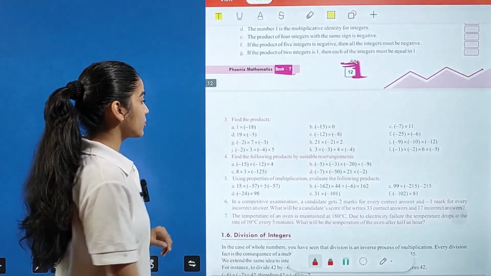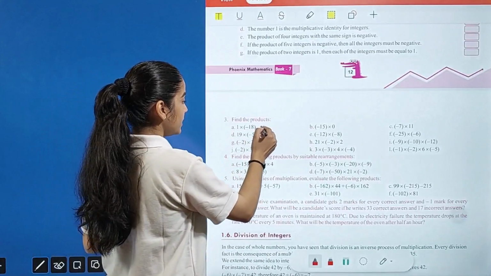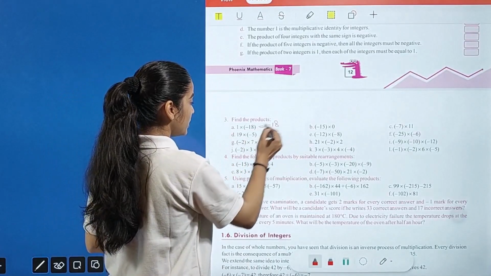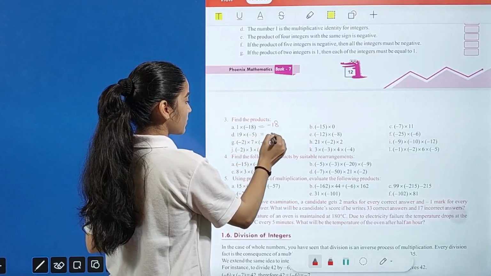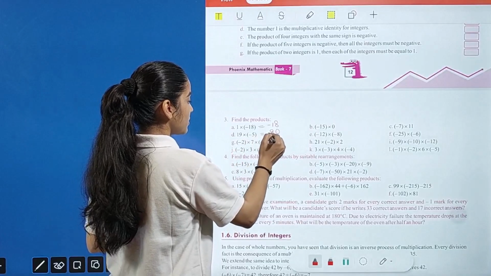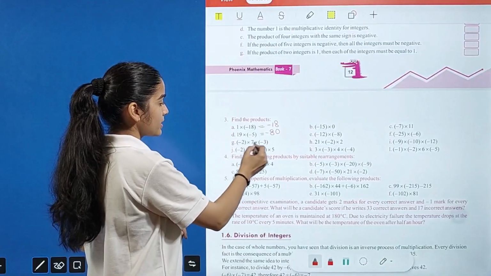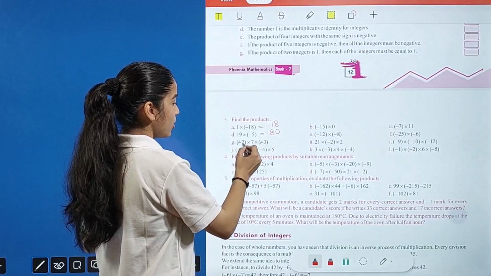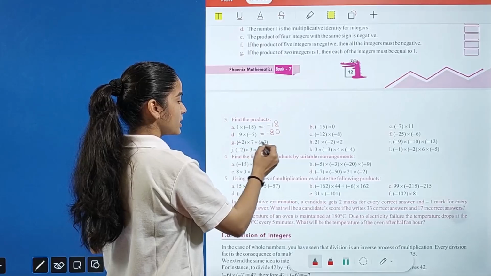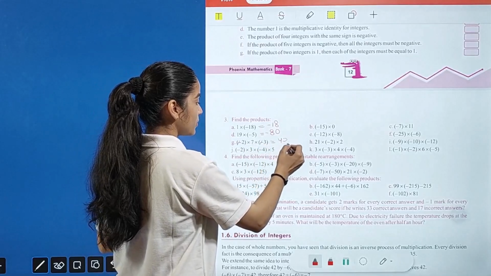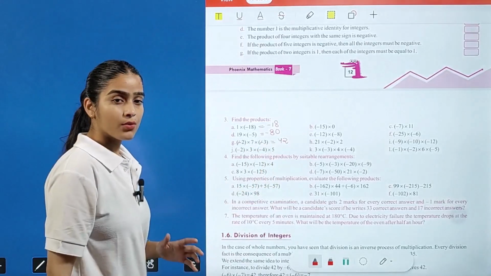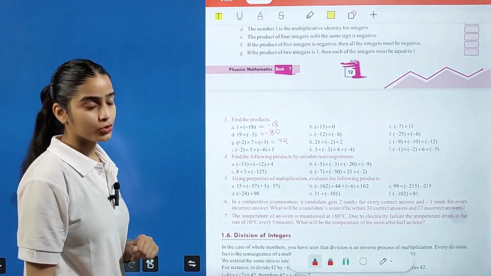Now find the product of 1 multiplied by minus 18, that is equal to minus 18 only. 19 multiplied by minus 5, so minus 80. Now minus and minus cancel out with each other. 2 multiplied by 3 is 6. 6 multiplied by 7 is plus 42, which is your answer. In the same way you have to solve the rest of the questions in question number 3.